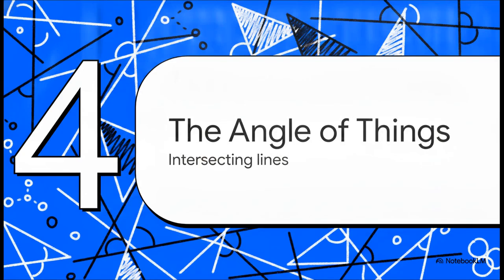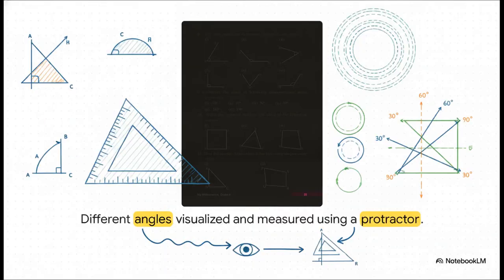Let's step into Section 4, the angle of things. Of course, in the real world, lines rarely exist in perfect parallel isolation. They eventually cross paths, and the mathematics of that exact collision is crucial to giving our world shape and structure.